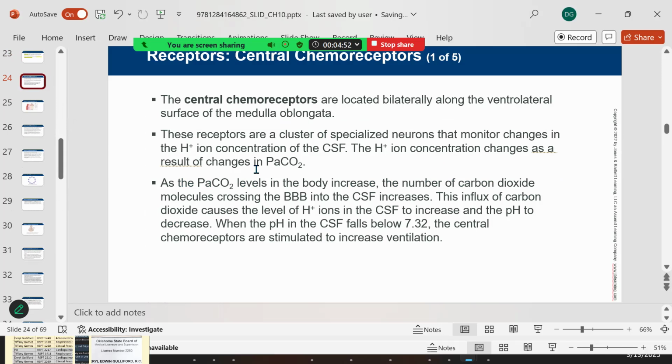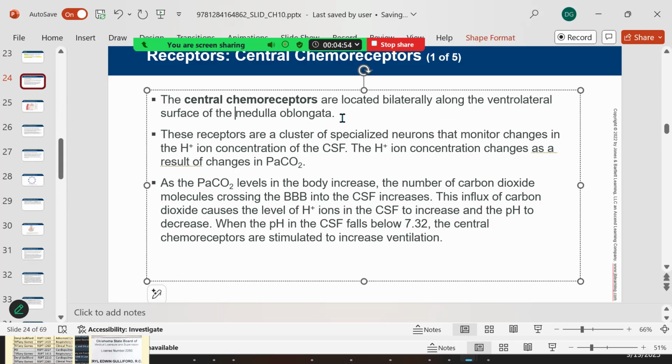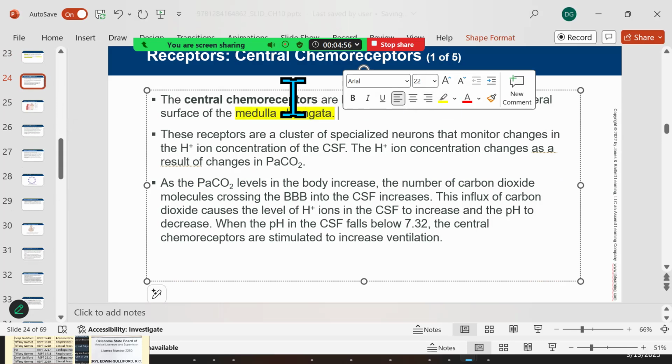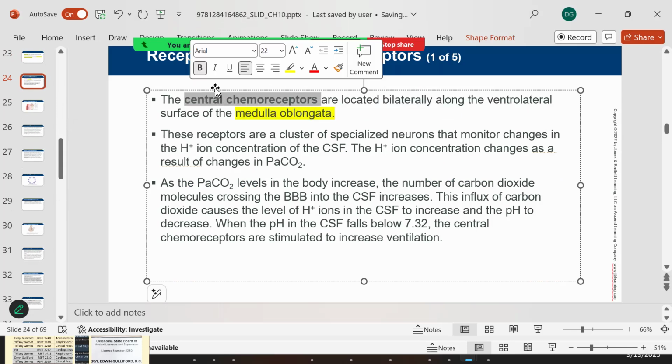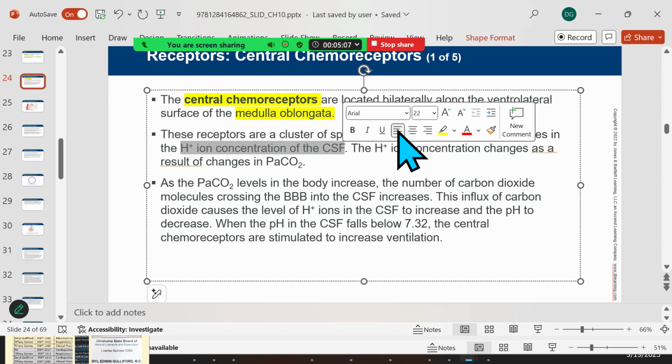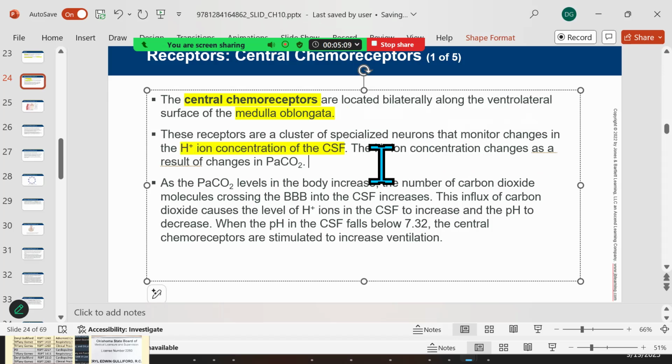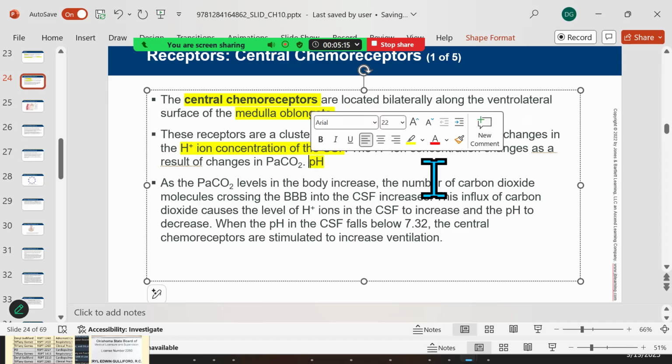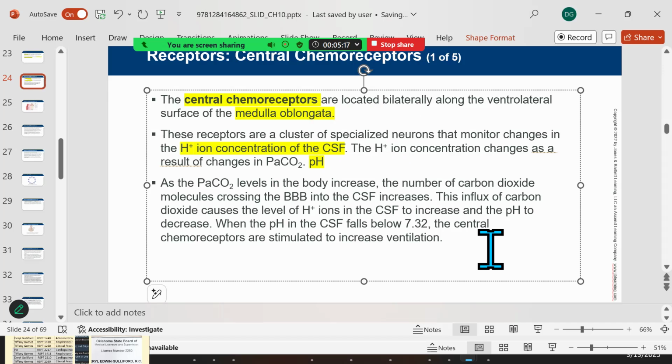Central chemoreceptors are in the medulla oblongata. We've talked about that structure before. It is probably the key area for breathing. And what they're looking for mostly is the hydrogen ion concentration, which is just a fancy way of saying the pH. And that is what motivates the patient to breathe, because of resulting changes in CO2.